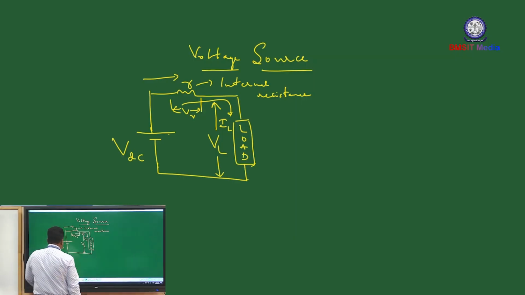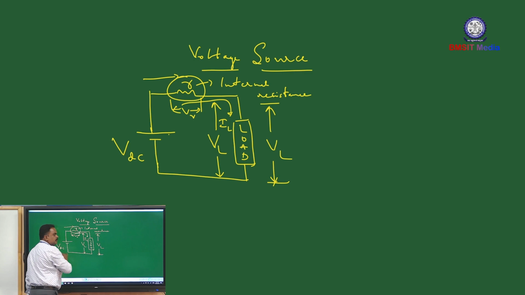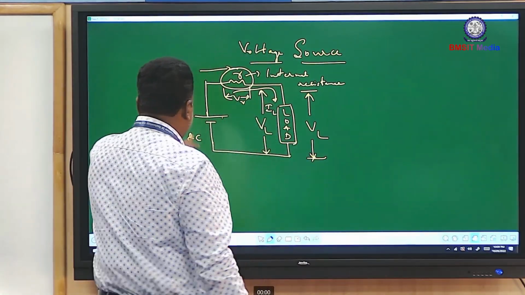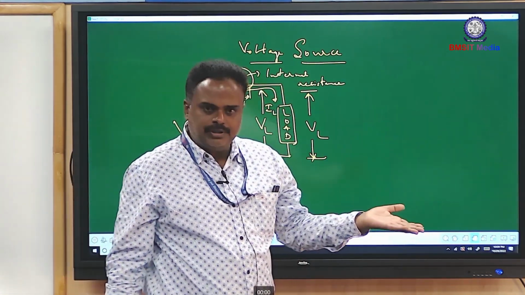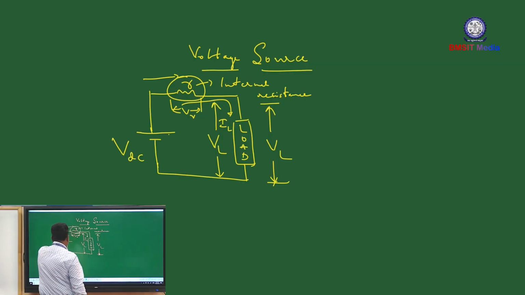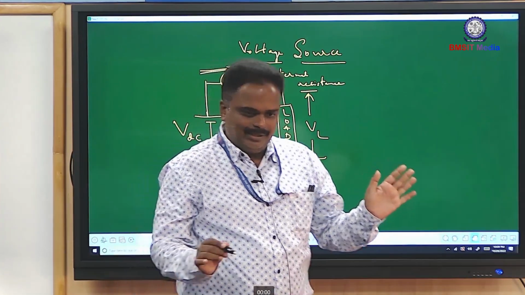An ideal voltage source maintains constant voltage across the load, which means this drop should be 0 ideally. The drop will be 0 when the internal resistance is 0. When this is 0, irrespective of the current flowing through it, the drop will be 0, and the voltage here will be constant. That is ideal.